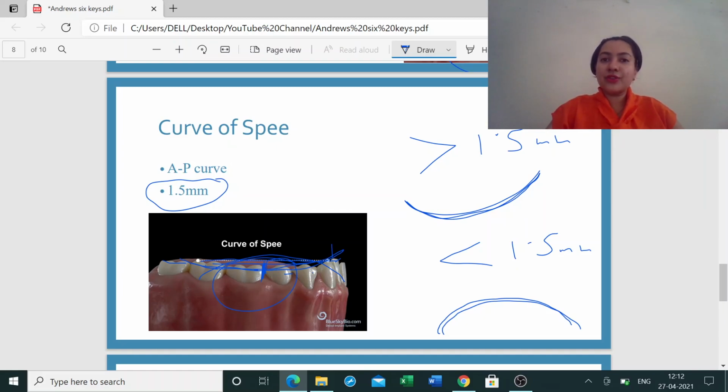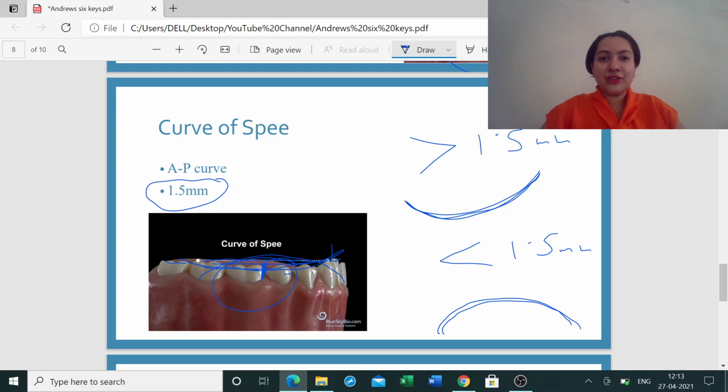What did Andrews say? He said that curve of Spee should be normal. It should be close to 1.5, 0.2 to 0.5 millimeters here and there is fine. But if you want a normal occlusion, if you want a good intercuspation, curve of Spee should be in that limit. Right? So these were the 6 keys given by Andrews, but that was not it.